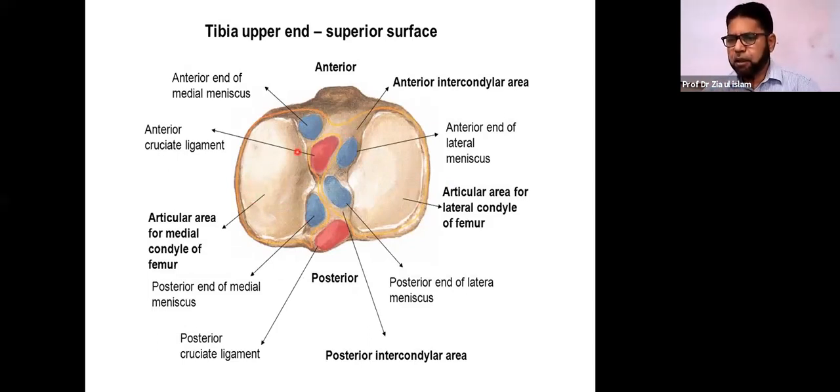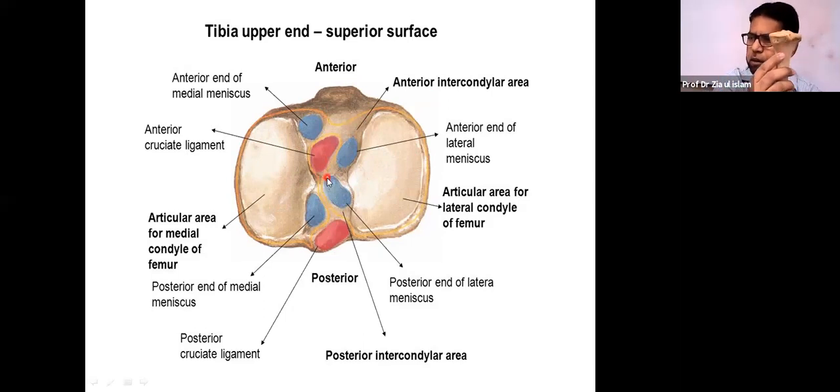Here you can see this is the medial condyle of the tibia, and this is the lateral condyle of the tibia. This one gives attachment to the medial condyle of the femur, and this one to the lateral condyle of the femur. The area between the two is called the intercondylar area. Here the intercondylar eminence is present, an elevation at this place.